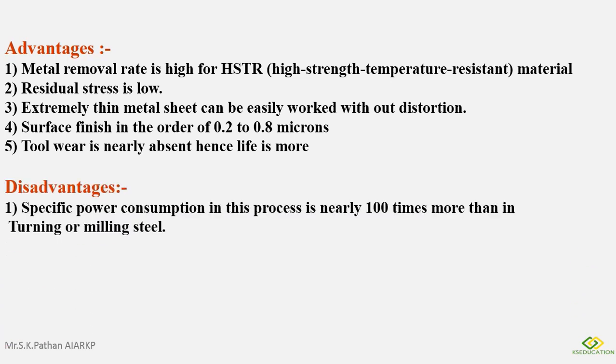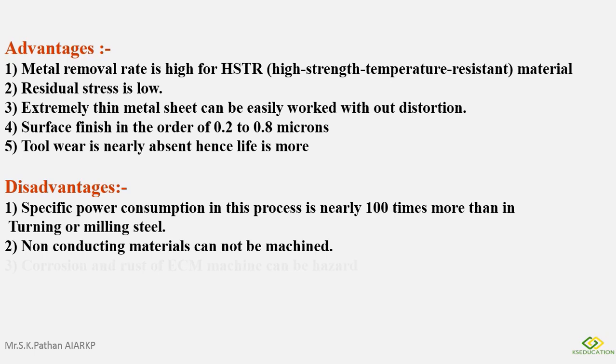Disadvantages: specific power consumption in this process is nearly 100 times more than in turning or milling steel. So this is a huge specific power consumption. Non-conducting material cannot be machined. It means that only electrically conductive material can be machined. Because of the chemical reaction, corrosion and rust of the ECM machine can be a hazard.